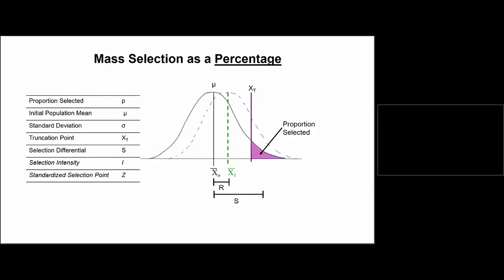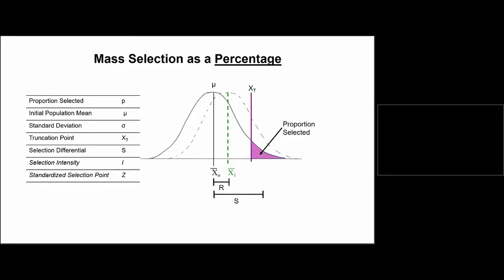Under here, the proportion that's selected is shaded in pink. But in this case, we're selecting a percentage. Okay? So if we're selecting a percentage, we may not know the average value or the average phenotype of those that we've selected. So what we may need to calculate is a truncation point. A truncation point is the point at which everything past that is the proportion that is going to be selected.